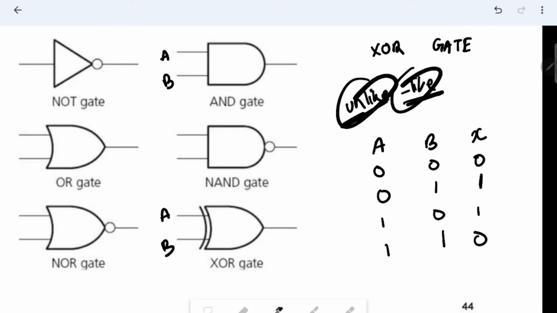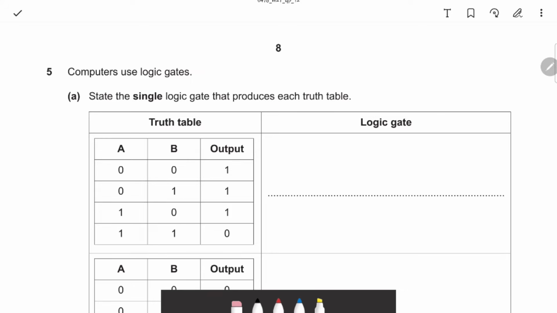Now let's have a look at some past paper questions so that you can understand further if you didn't understand this type of explanation. So here we have a question on the first logic gate problem. Okay, so this is question 5 of paper 1, 2021 March edition. Now usually logic gates are only tested in paper 1, so that's where you would most likely find it, around question 5, 6, 7, in the middle of the paper. So let's begin here. Okay, it says state the single logic gate that produces each truth table. Okay, and we've done this.